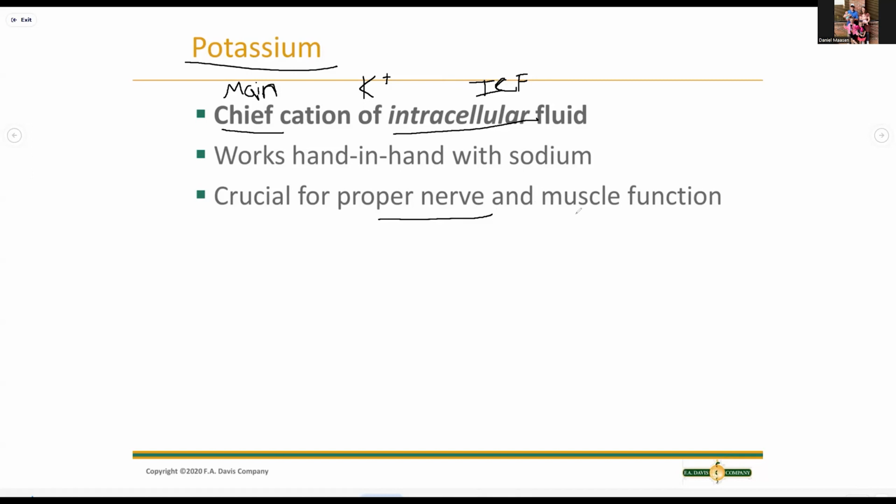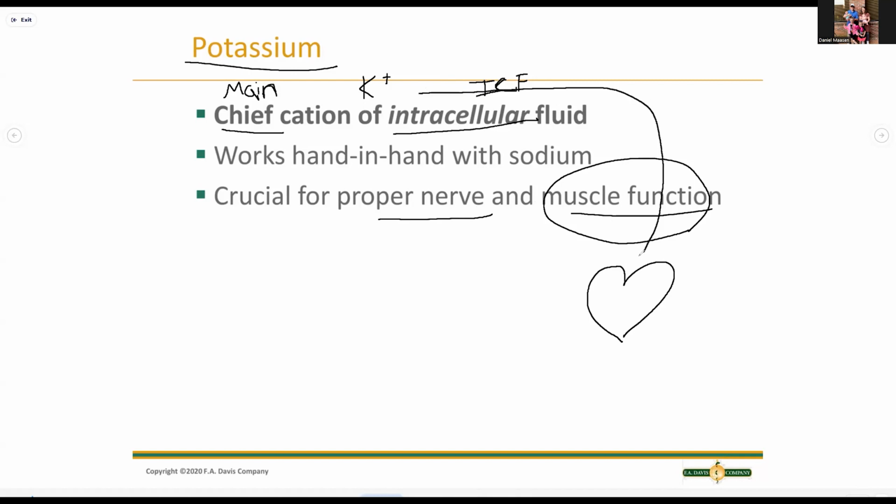Again, nerve function, muscle function. Here's the big one though, right? The heart. If you hear anything about potassium, you think any out-of-whack potassium equals a possibility of heart arrhythmias. Okay, heart arrhythmias. All right, that's what you're concerned about.